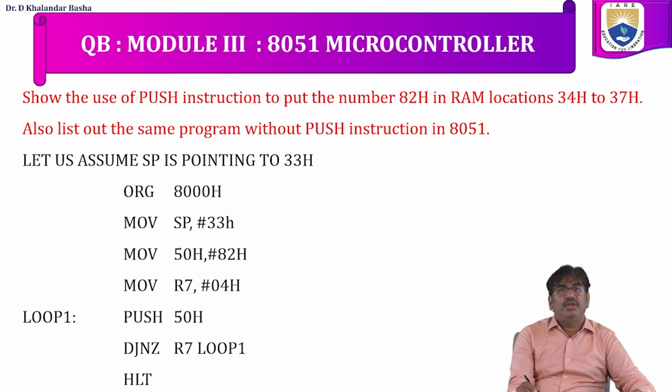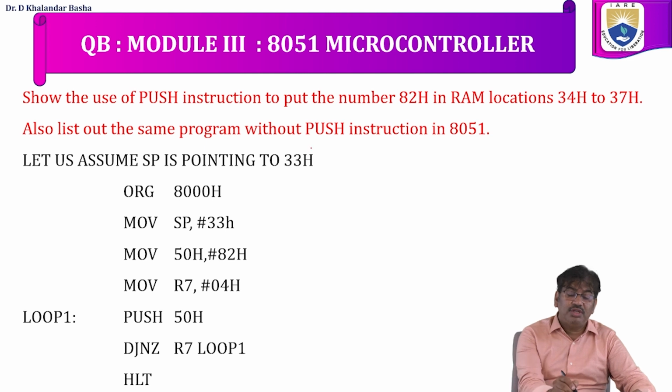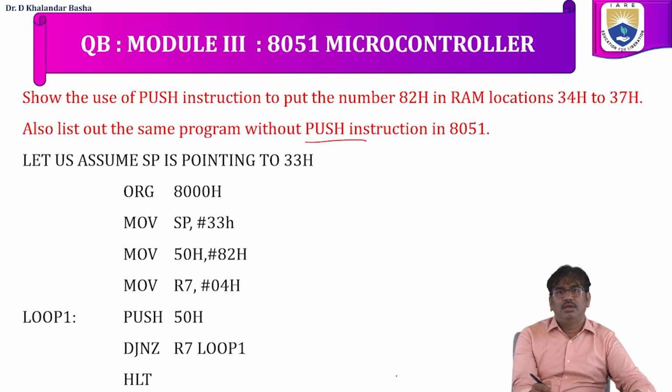Next is to show the use of the PUSH instruction to put the number 82H in RAM locations 34H to 37H. Also list out the same program without using the PUSH instruction. So here, PUSH is mainly used for stack operations. So we assume the stack pointer is pointing to location 33. The start of the program is at location 8000. The stack pointer is loaded with 34H.